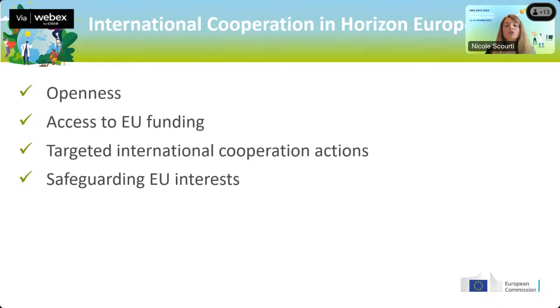In addition to the default mode of openness, the Commission has also identified some more targeted international cooperation actions, where we want to make the international cooperation dimension stronger, more explicit, more forceful, if you like. Of course, while promoting international cooperation in Horizon Europe, we must also be careful that this cooperation doesn't go against the interests of the EU. This is why a number of mechanisms have been put in place to safeguard EU interests. So I'm going to go into all this in a little more detail.